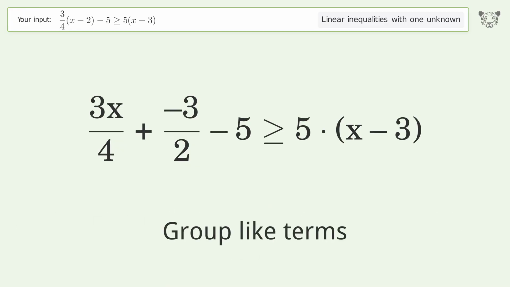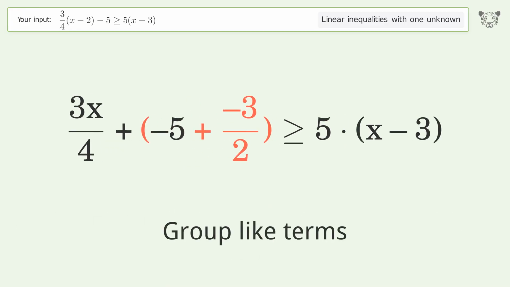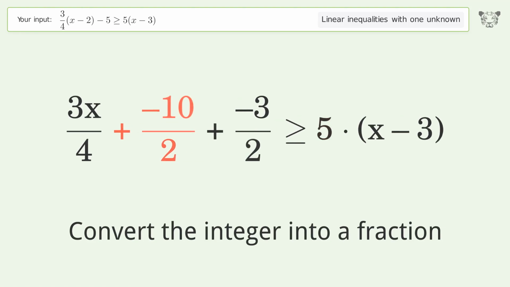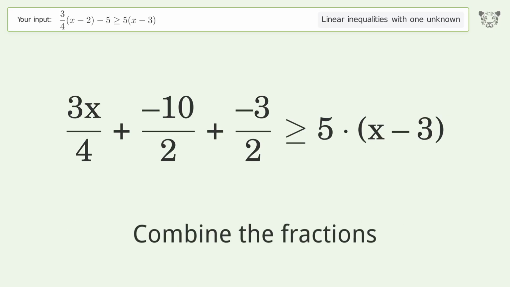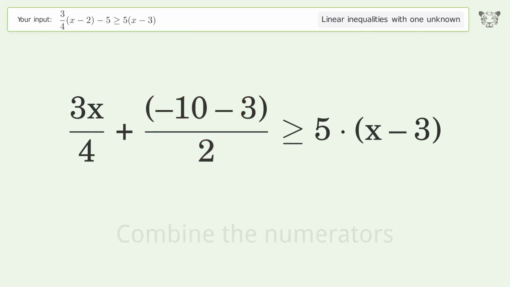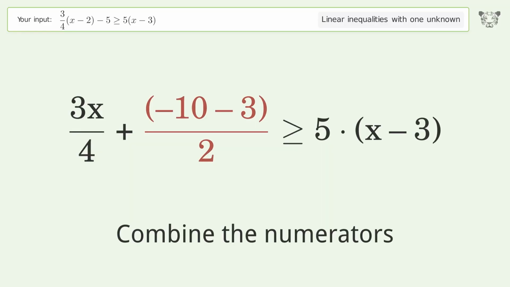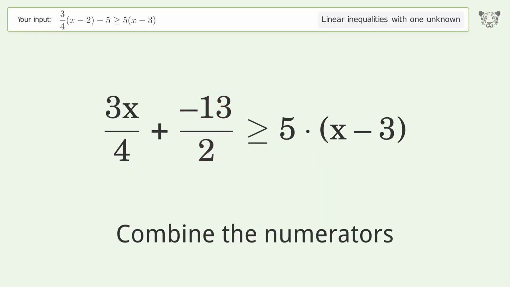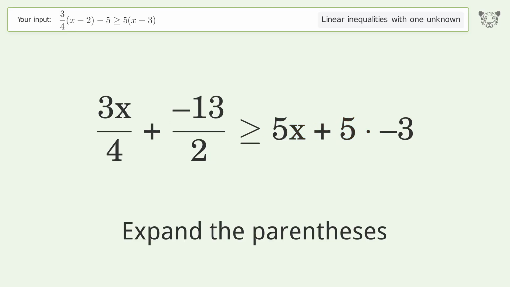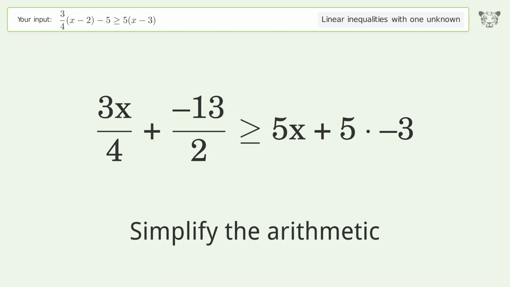Group like terms. Convert the integer into a fraction. Combine the fractions. Combine the numerators. Expand the parentheses. Simplify the arithmetic.